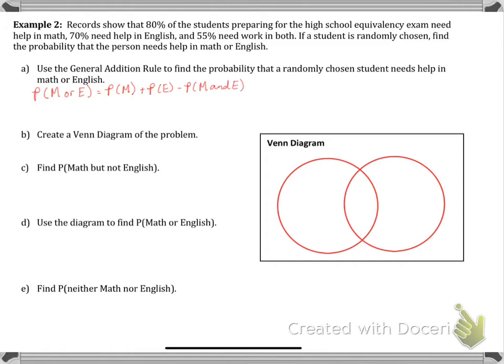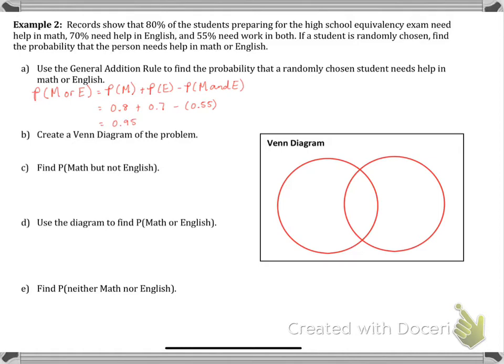So from our information above, we know that the probability that a student needs help in math is 0.8. The probability that they need help in English is 0.7. And the probability that they need help in both is 0.55. When you make this calculation, you'll get 0.95.